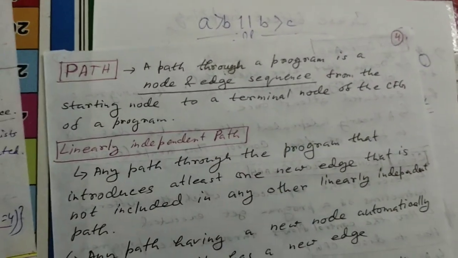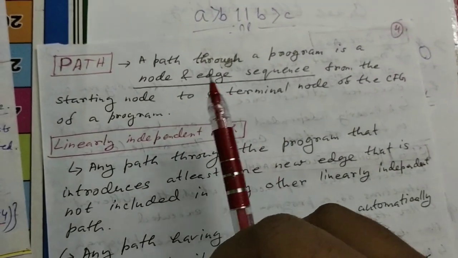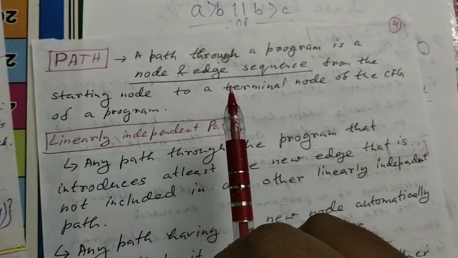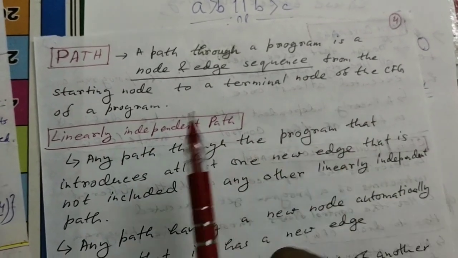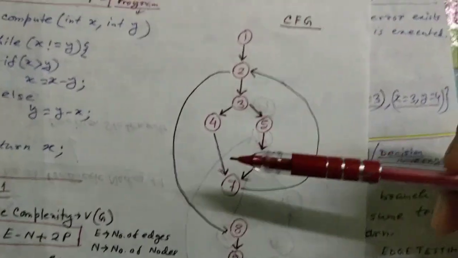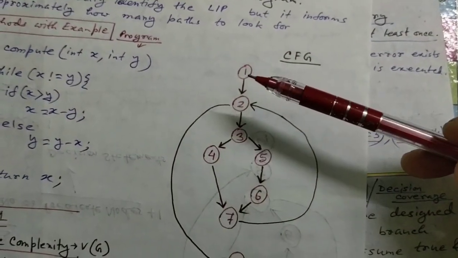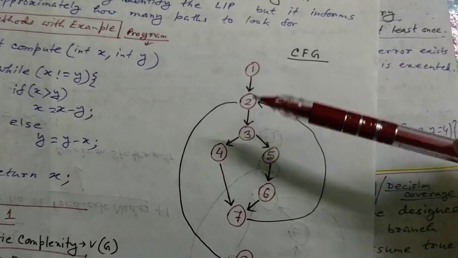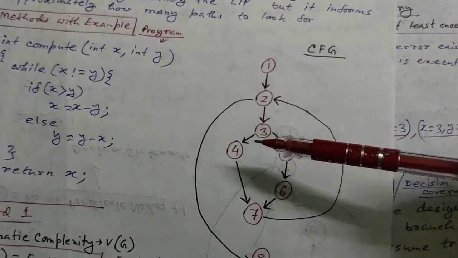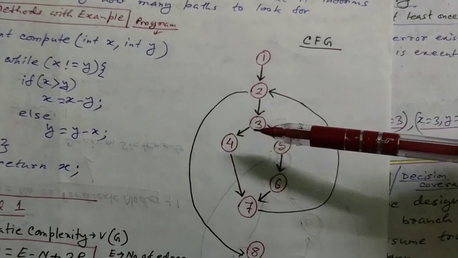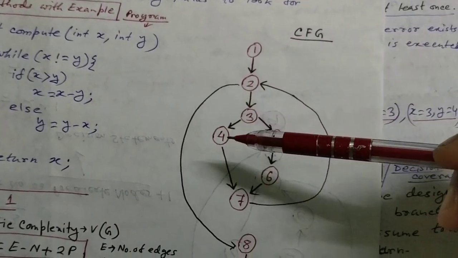What is a path? A path through a program is a node and edge sequence from the starting node to a terminal node of the CFG of a program. Now here, suppose we want to check the path from 1 to 4. So 1, this edge, 2, this edge, 3, this edge, and 4. This is the path from 1 to 4.